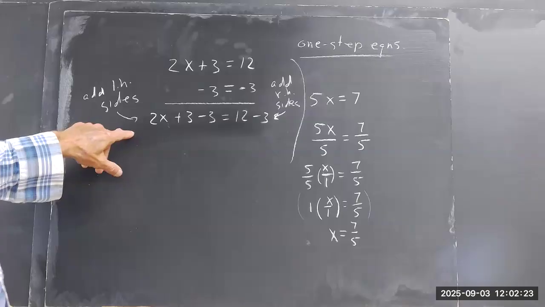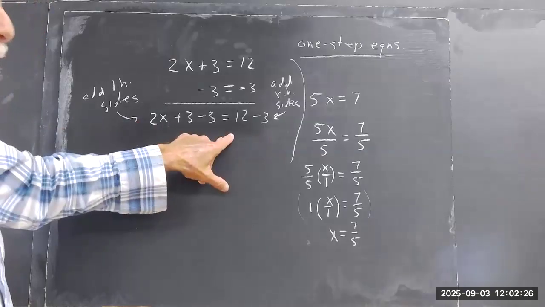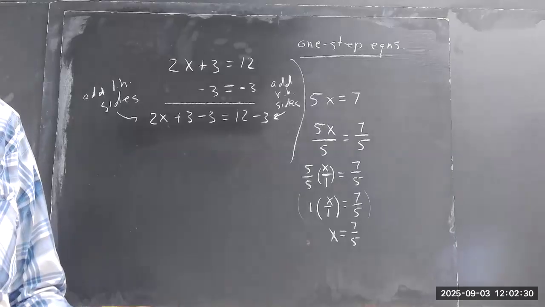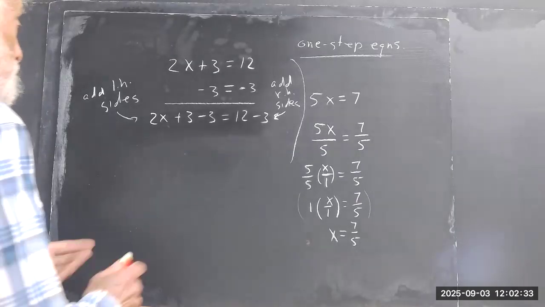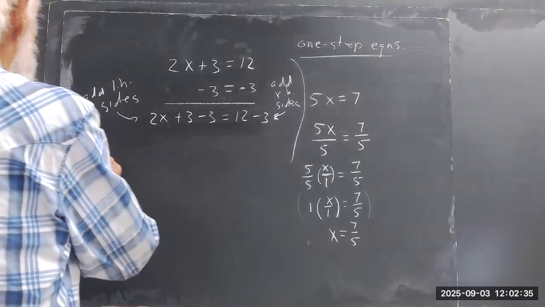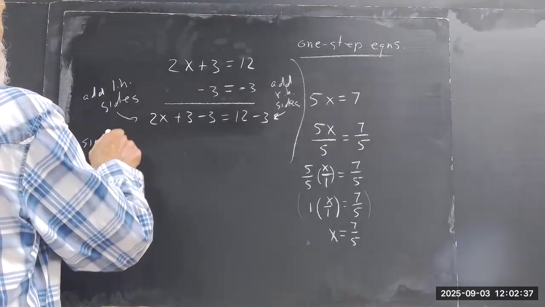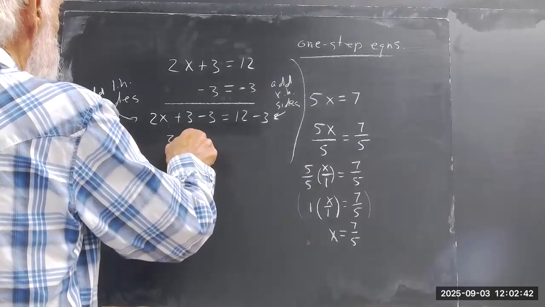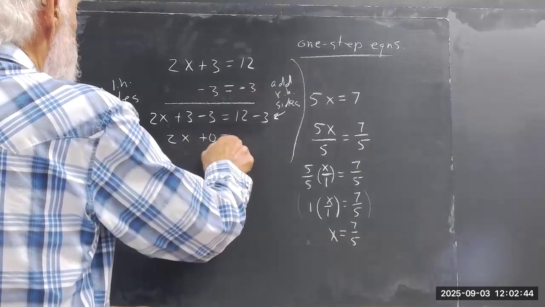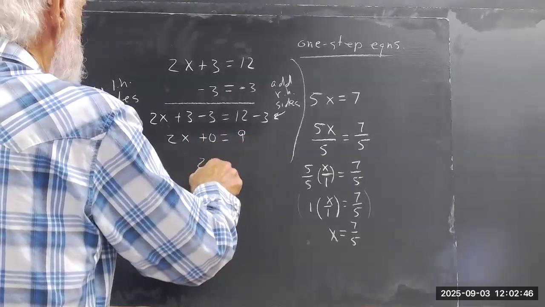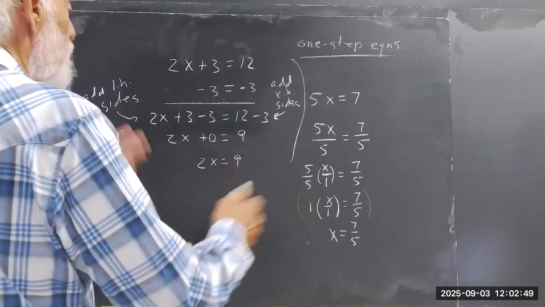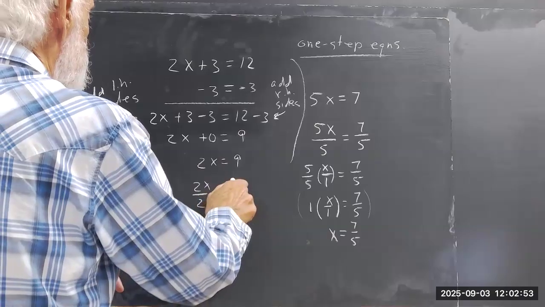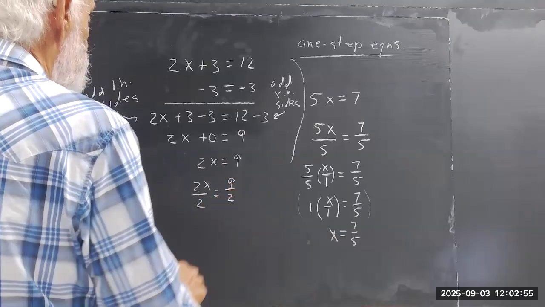Now, does anybody tell you to do this? Maybe, maybe not. But that's what's happening. And then you can simplify, and you get 2x plus 0 equals 9, which is the same as 2x equals 9. And then you can do what everybody did: 2x divided by 2 equals 9 divided by 2.